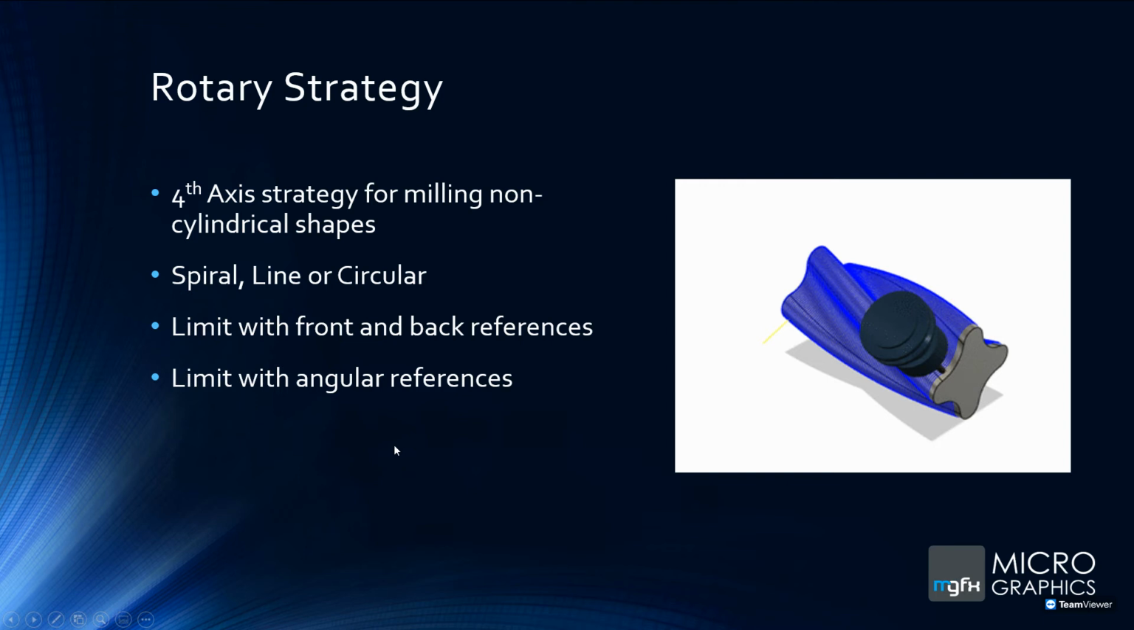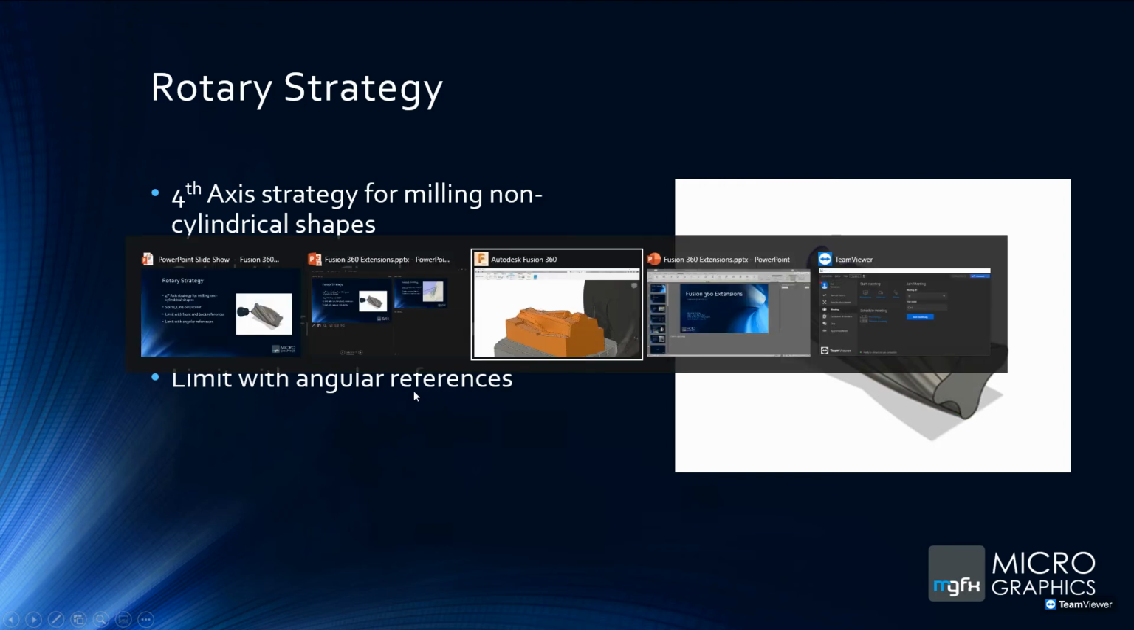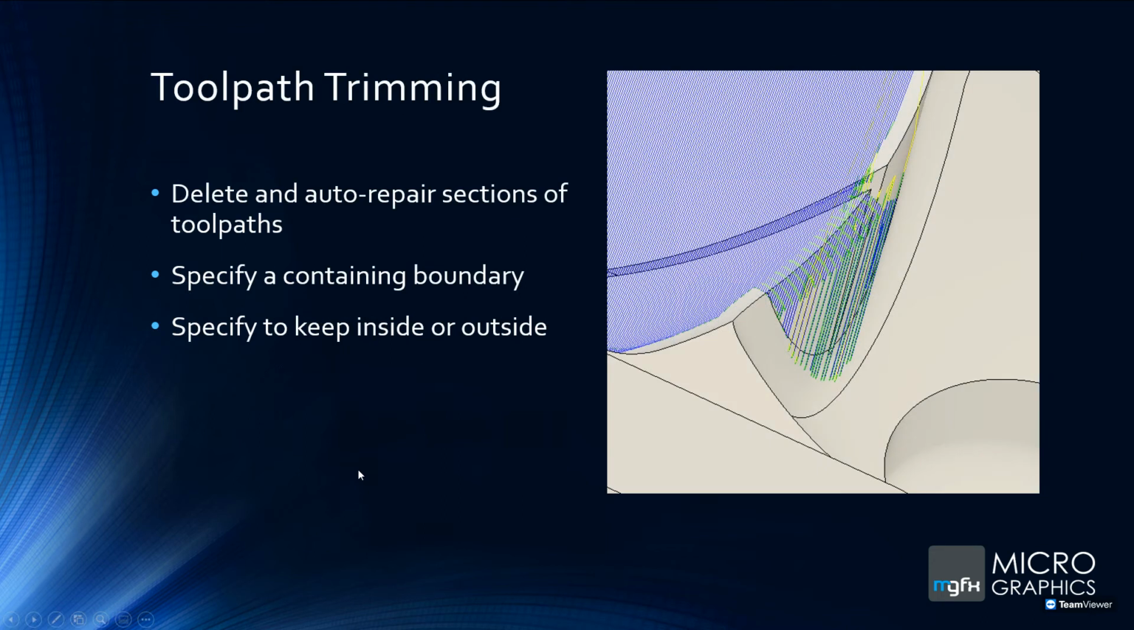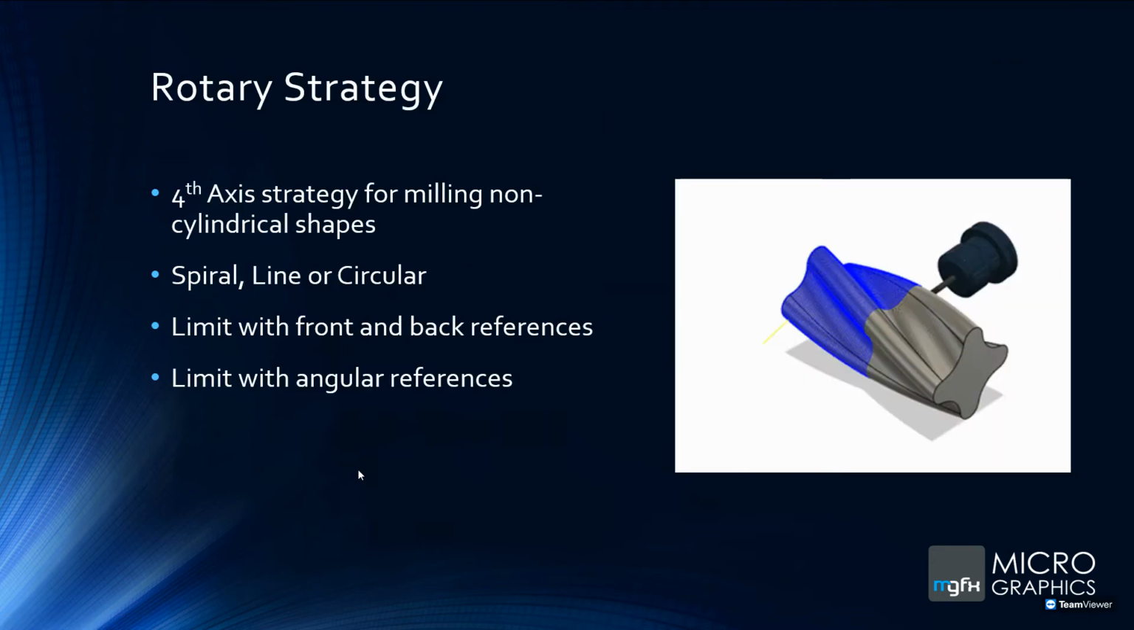Okay, Rotary Strategy. I'm going to move on to the Rotary Strategy option, and this strategy allows you to do fourth axis milling for non-cylindrical shapes. Out of the box, Fusion can do fourth axis machining, but it's limited to cylindrical objects. We can see on the right hand side that looks like a spiraled star. That shape would require the fourth axis strategy or the rotary milling.